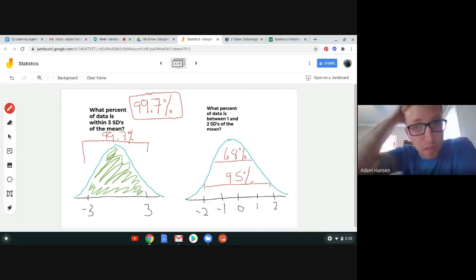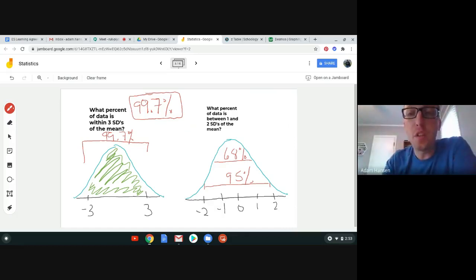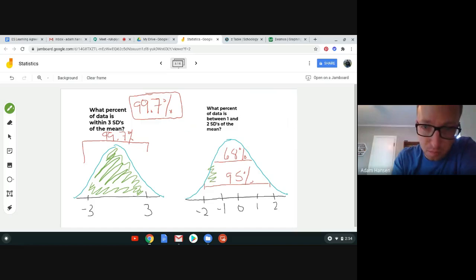Now this says what percent of data is between 1 and 2 standard deviations from the mean. So that could be either above or below this part here, as well as this part here. Which means that I want the full 95%. I want this entire part, but not what's in the middle, not the 68%.